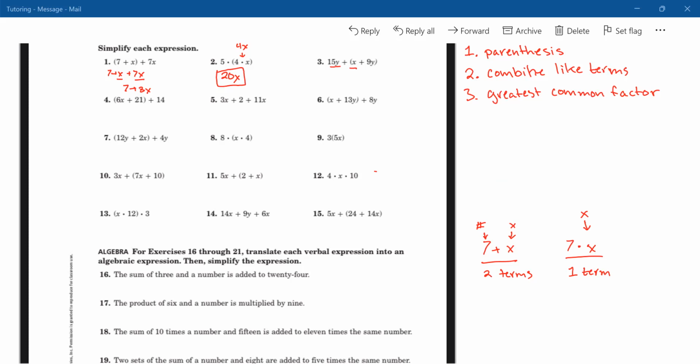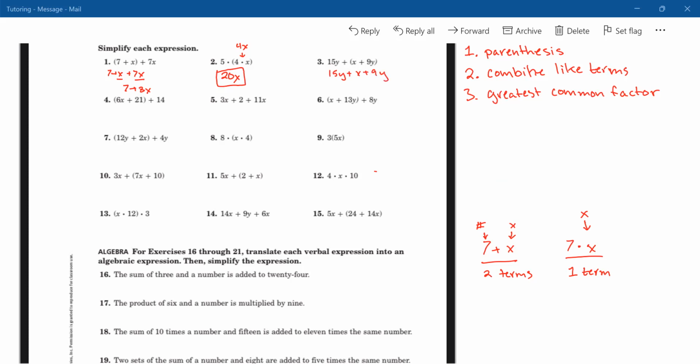So because of that, we do not consider 15y and x similar terms. But before we do that, we want to look at the parentheses. Since nothing is multiplied to our parentheses, we can remove them. So we're going to do 15y plus x plus 9y.